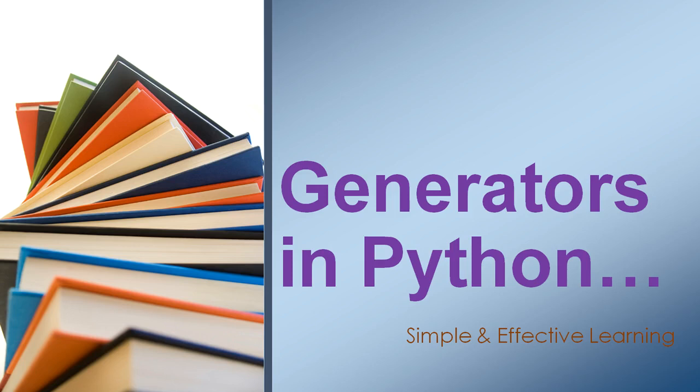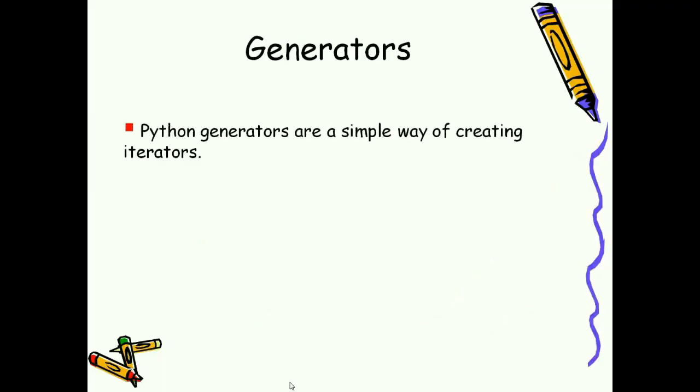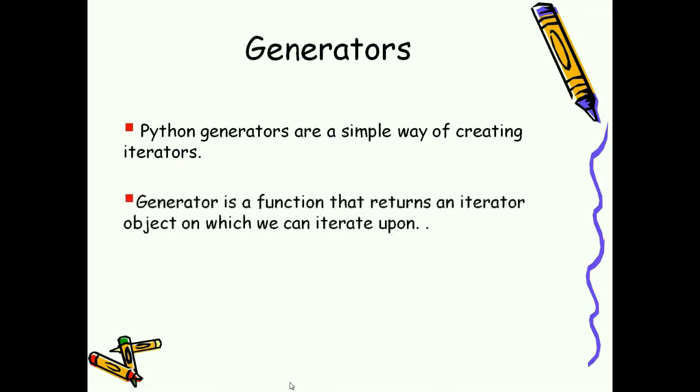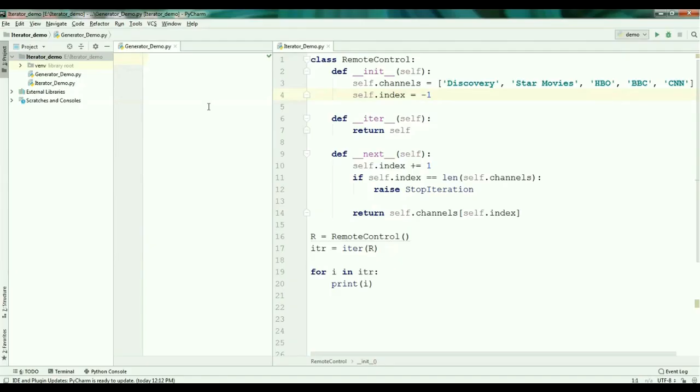In this video tutorial, I am going to discuss generators in Python. Python generators are a simple way of creating iterators. A generator is a function that returns an iterator object on which we can iterate. Now let's open the PyCharm editor and see how to create generators.